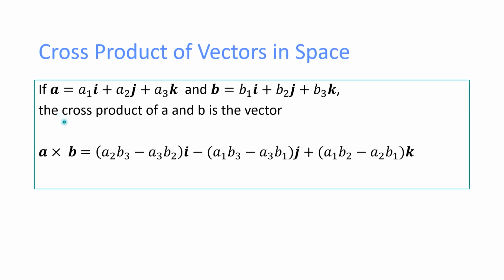If A equals A1i plus A2j plus A3k and B equals B1i plus B2j plus B3k, the cross product of A and B is the vector A cross B equals (A2B3 minus A3B2)i minus (A1B3 minus A3B1)j plus (A1B2 minus A2B1)k.